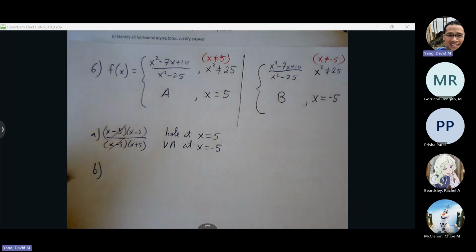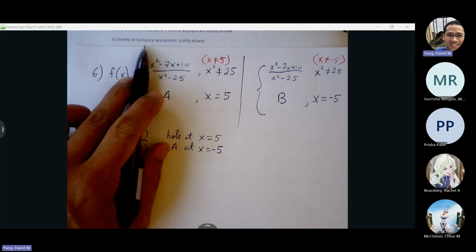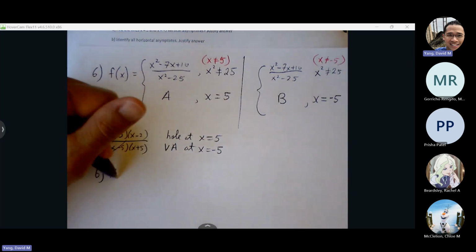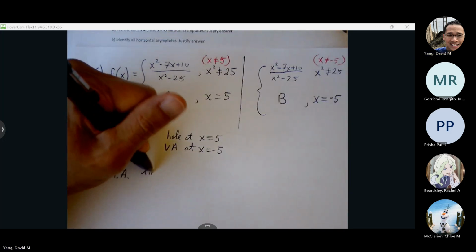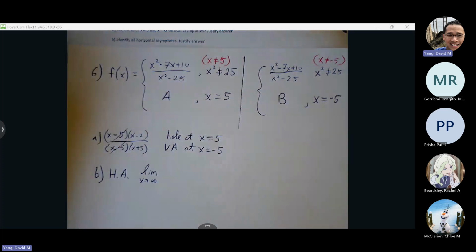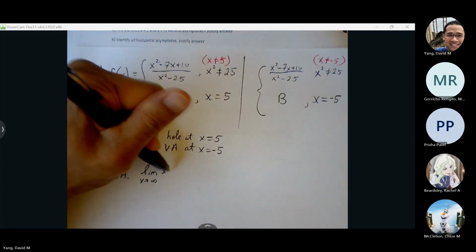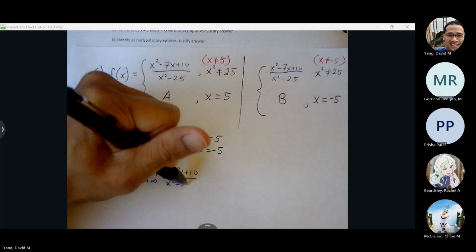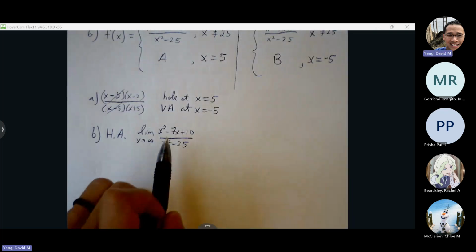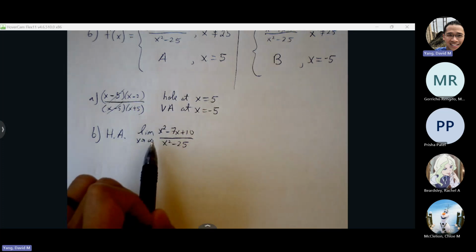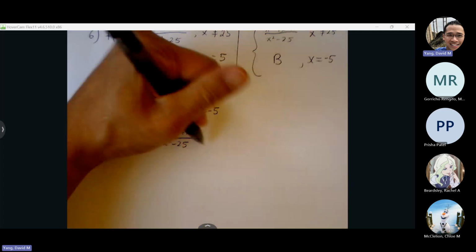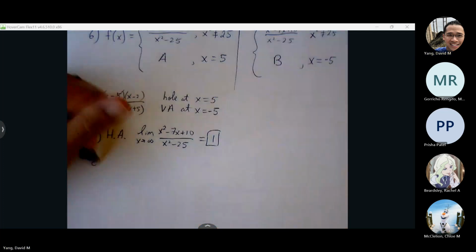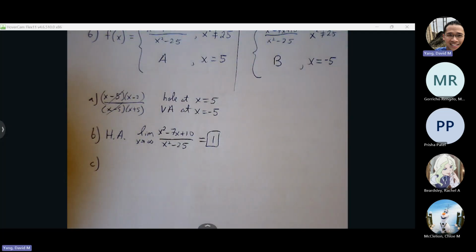Part B, identify all horizontal asymptotes. You know horizontal asymptotes are end behavior. So to find horizontal asymptotes, we're going to find the limit as x approaches infinity or -infinity, doesn't matter. If we're approaching infinity, you know that you're not plugging anything in. Your first step is always comparing degrees. My degrees match, so ratio of the coefficients, 1/1. What if the denominator is higher again?